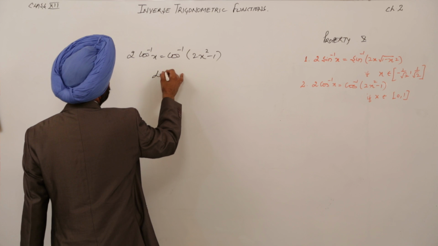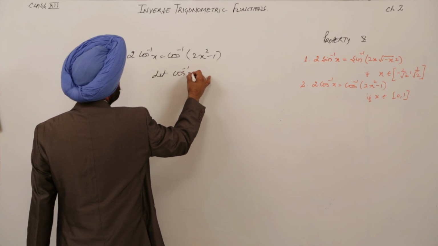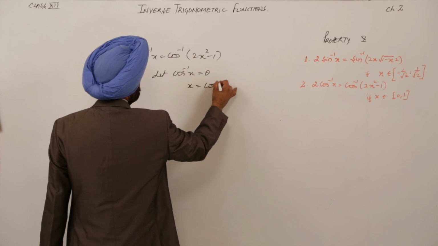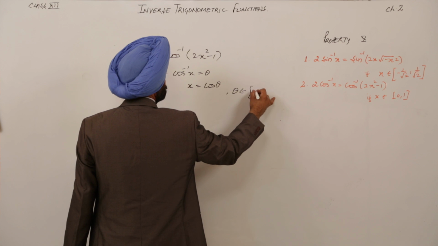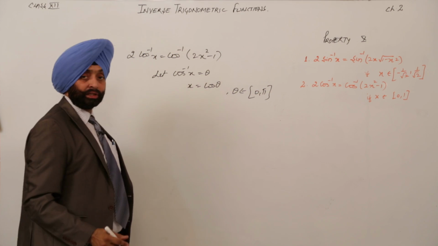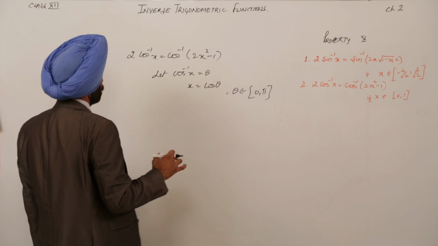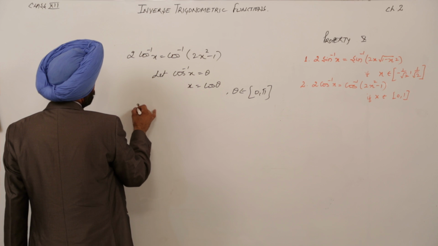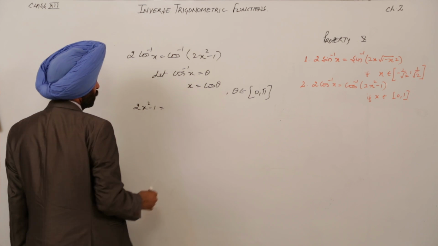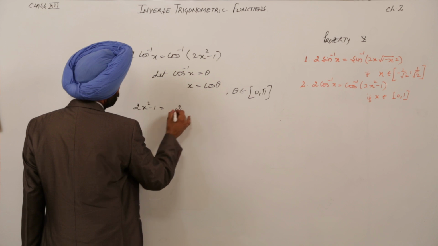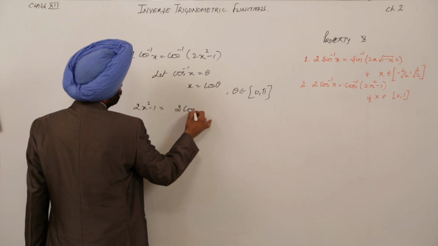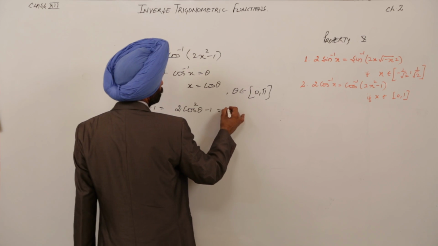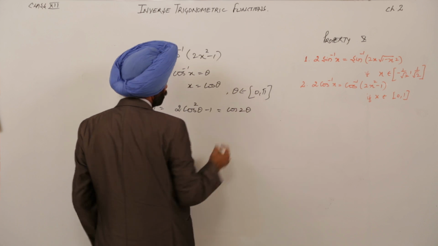Now we write let cos inverse x is equal to theta and x is equal to cos theta, where theta belongs to 0 comma pi. Here theta belongs to 0 comma pi. Now moving to this question, 2x square minus 1 is equal to what? We get 2 times x, where x is cos theta, so 2 cos square theta minus 1, and 2 cos square theta minus 1 is cos 2 theta.